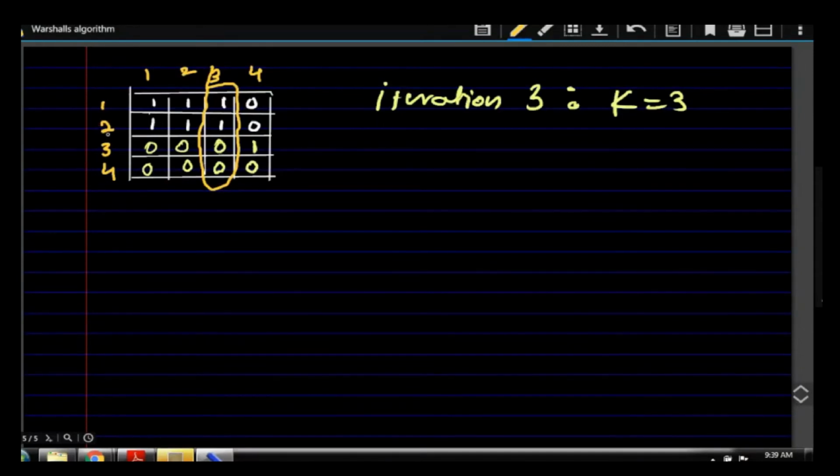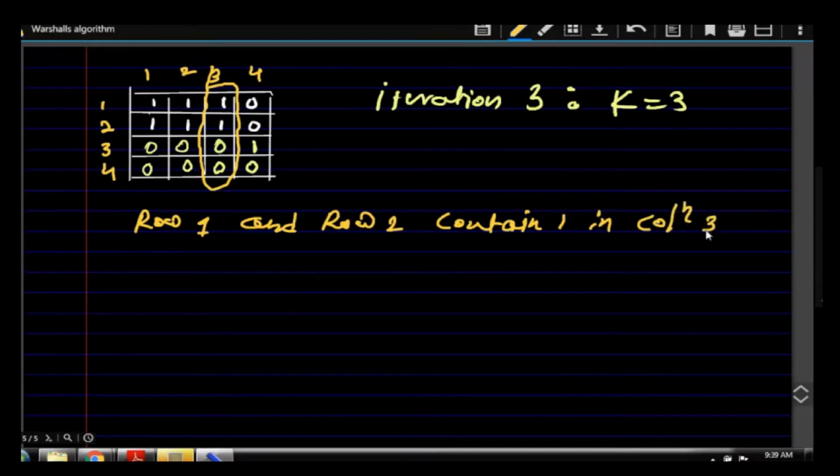So here row 1 and row 2 are containing 1, and with which you will OR this. So let me write here: row 1 and row 2 contain 1 in column number 3. Why are we taking 3 here? Because k equals to 3 here. So we have to check column number 3. So row 1 and row 2 have the 1 in column number 3. So first we'll modify row 1. How will we modify row 1? By performing the OR operation with row number 3.